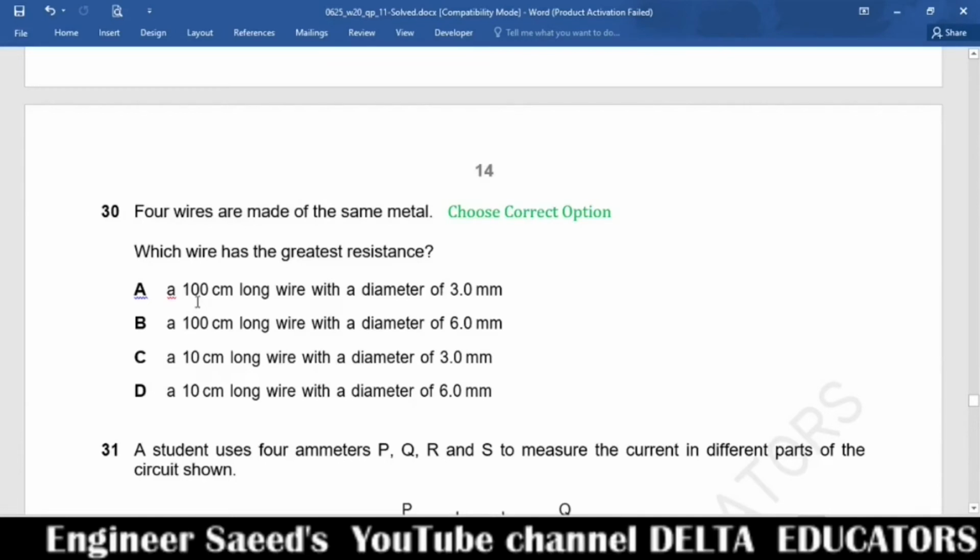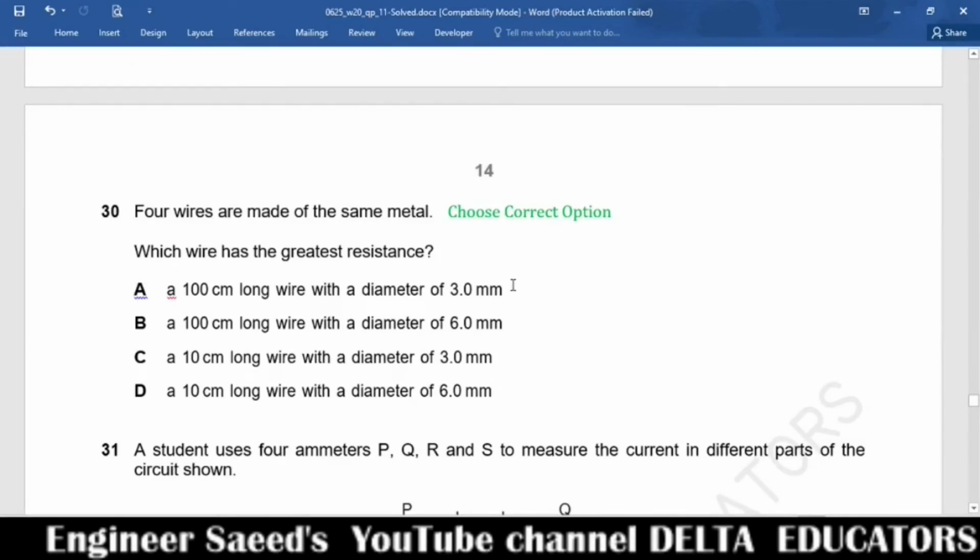And it is discussed that resistance depends on the length of the wire. It increases with the increase in length. Since here length is more in A and B as compared to C and D, our possible options will be A and B. Now, second thing, it is discussed that with the increase in diameter resistance will decrease, and with the decrease in diameter resistance will increase. So resistance will be more where the diameter is less.